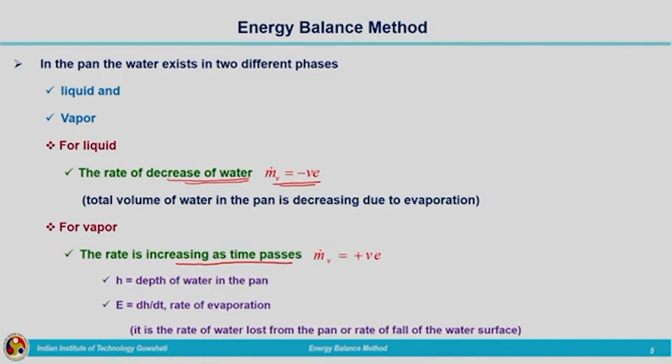Now, H I have already explained to you in the previous slide. This is the depth of water in the pan, and E is minus dH by dt, the rate of evaporation. We are putting a negative sign because as the time increases, water level is decreasing. It is the rate of water lost from the pan or rate of fall of the water surface.